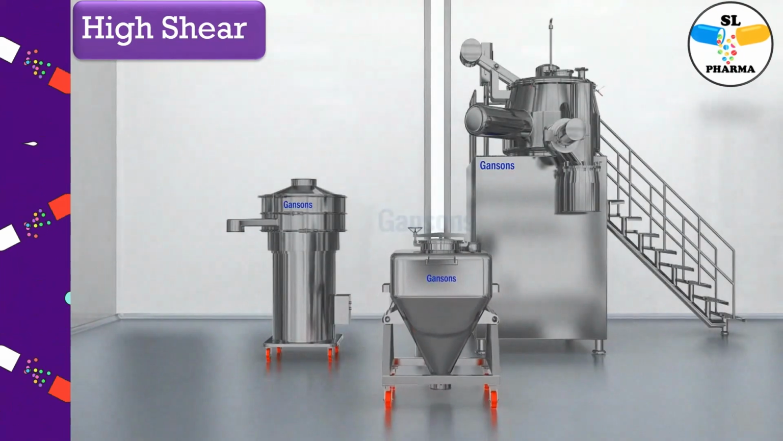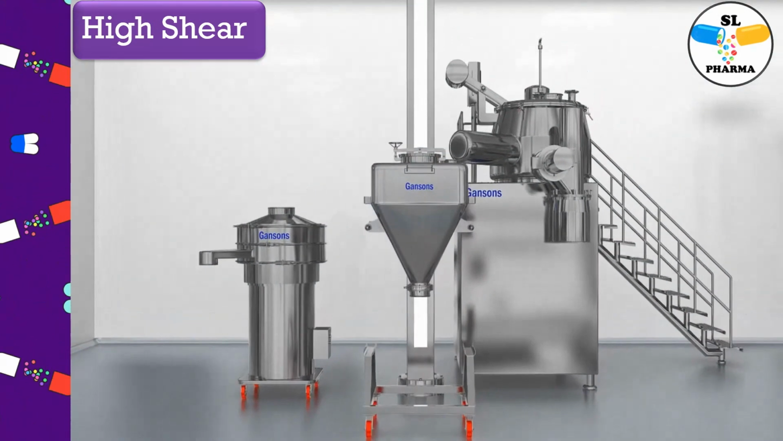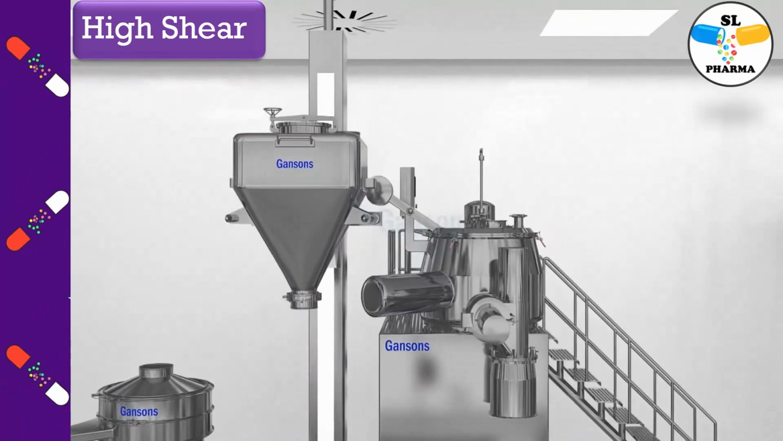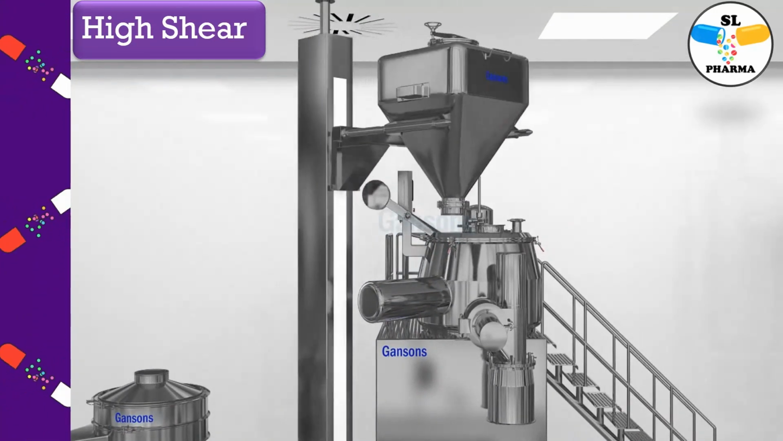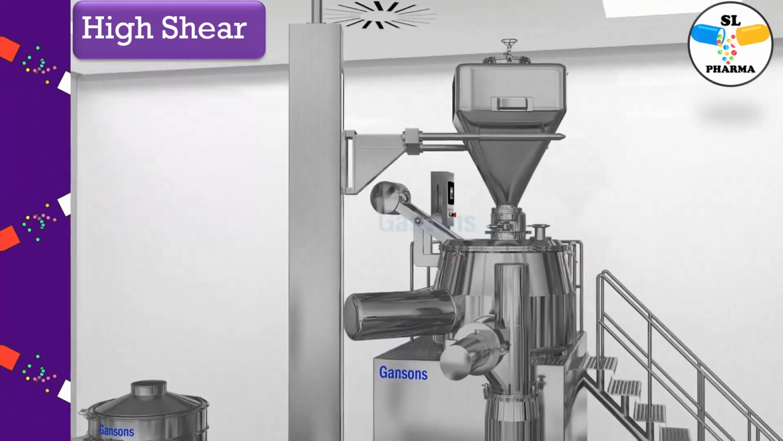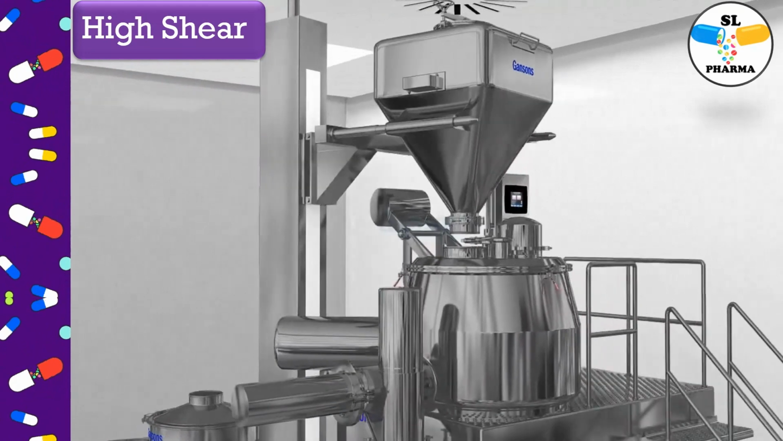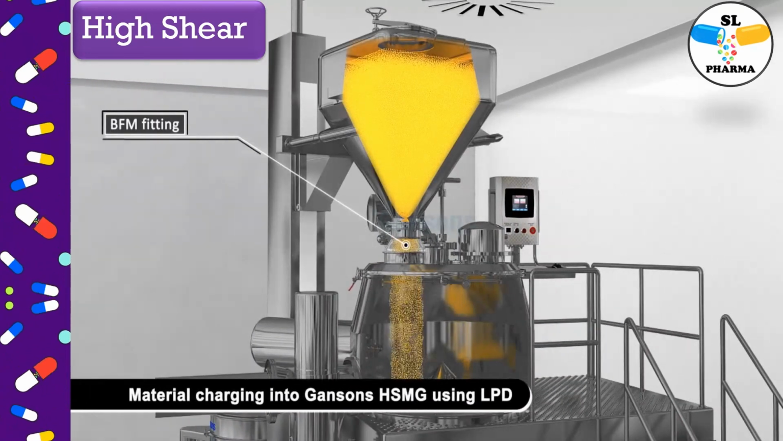A high-shear mixer granulator is a pharmaceutical processing machine used for mixing and granulating various ingredients to form granules, which are then used to produce tablets or other solid dosage forms. The process involves blending dry powders and adding a liquid binder to form a wet mass, which is subsequently dried and processed into granules. First, loading ingredients.